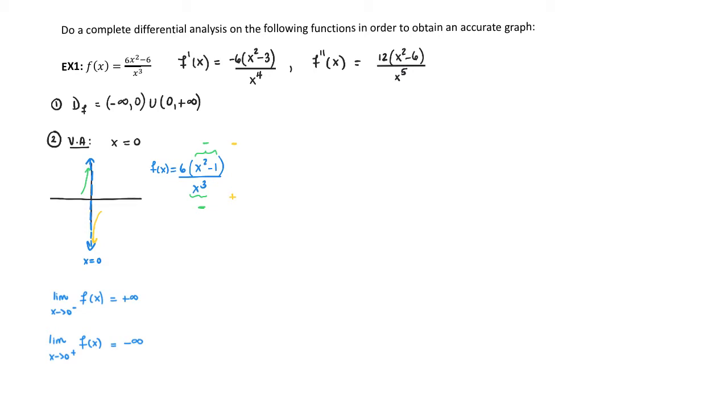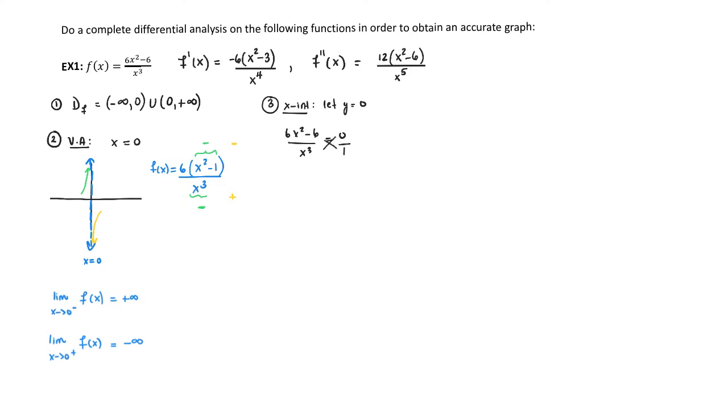All right, so continuing, let's go ahead now and do the x-intercepts. We need to know that. So 3, I want to find the x-intercepts. In order to do that, I am going to let y be 0. So then that means that we're going to take the function 6x squared minus 6 over x to the third, and we're going to set it equal to 0.